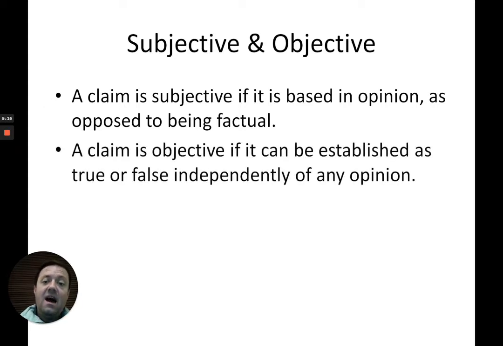A claim, by contrast, is objective if it can be established as true or false independently of any opinion. So, for example, I might claim that the Earth is flat. This is my opinion, but I'm wrong. There is an objective fact of the matter. The Earth is not flat, it is in fact round.